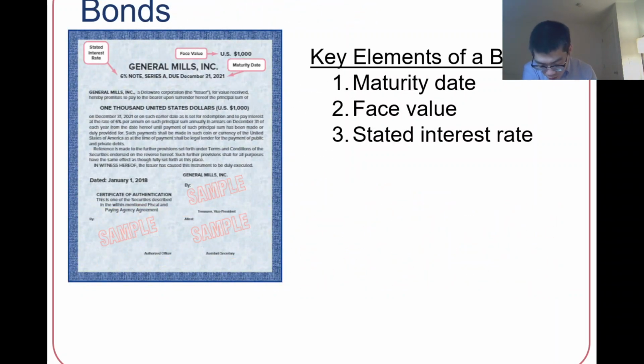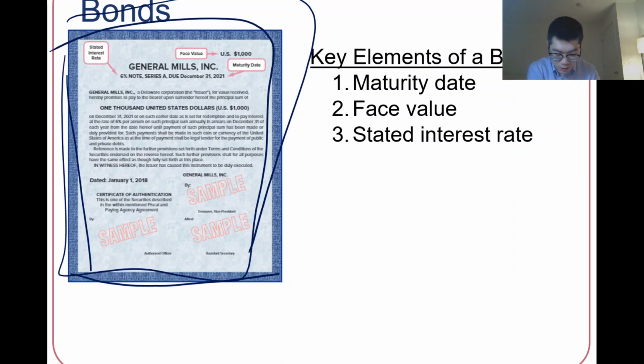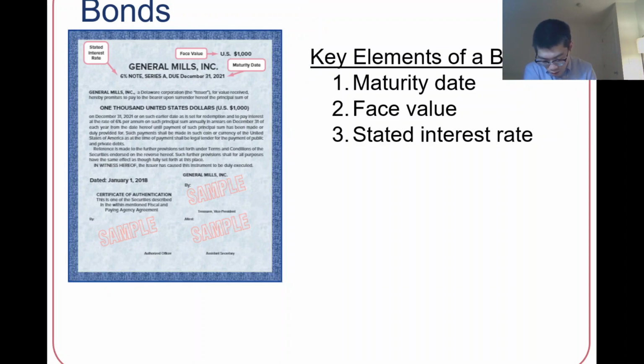Basically, a paper-based bond looks like this. But if you're buying a bond from the investment market, the secondary market, you really don't receive this piece of paper to indicate that you own a number of bonds. But in the old days, you would see one of these when you purchased bonds.